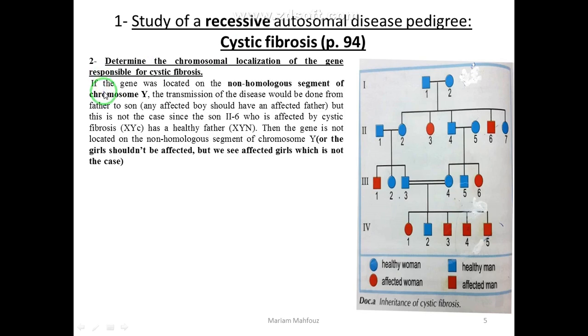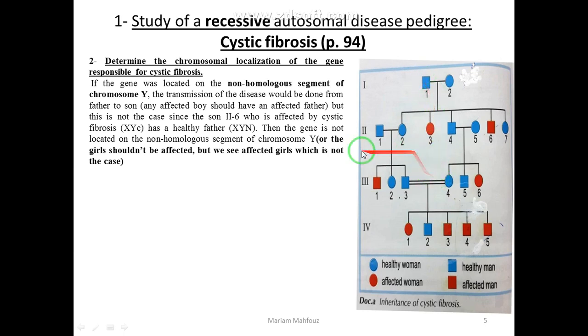We start by the first supposition: that the gene is localized on the non-homologous segment of chromosome Y. In this case, the disease must be transmitted only from male to male in the whole pedigree. The allele of the disease would be transmitted to all the males and shown in the phenotype of all the males of the pedigree, which is not the case in this pedigree, since we have males that are affected and other males that are not affected.